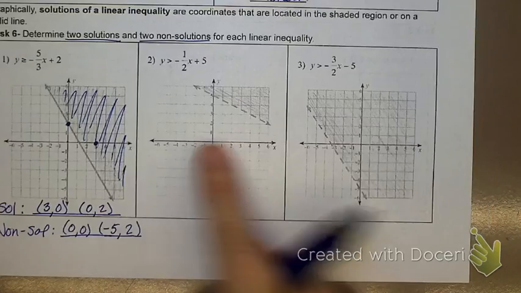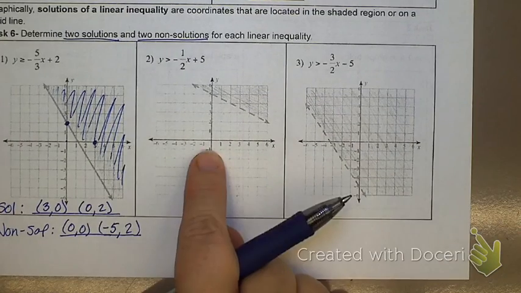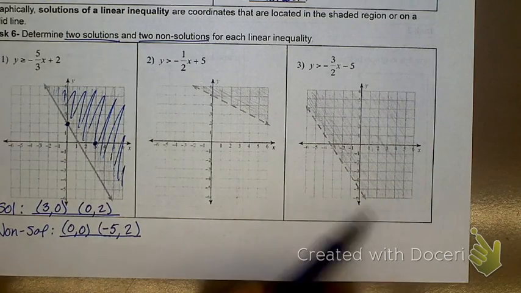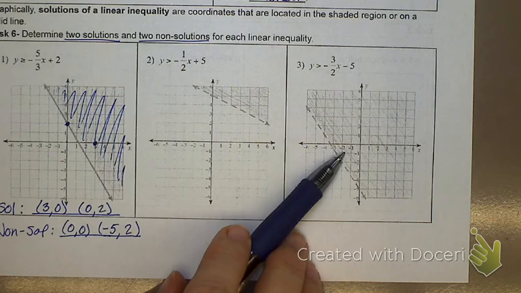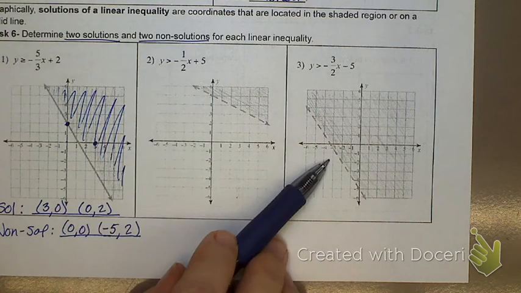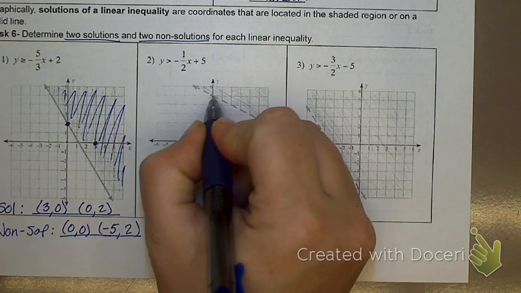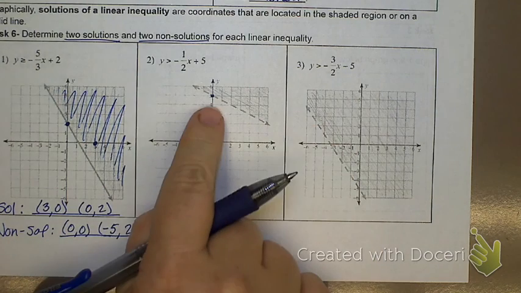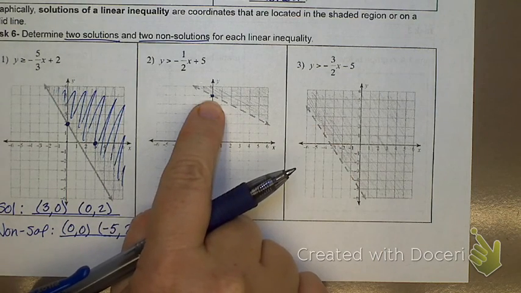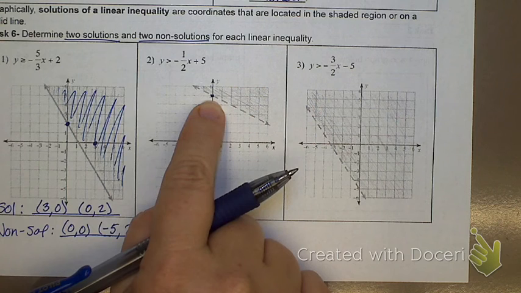So for these 2 right here, you need to give me 2 solutions and 2 non-solutions. Now, the difference with these 2 graphs is what about the lines? They are dashed. So could I pick the point 0, 5 as a solution on this middle graph? No. No, because it's on a dashed line. I could put the 0, 5 as a non-solution, but I couldn't put it as a solution.